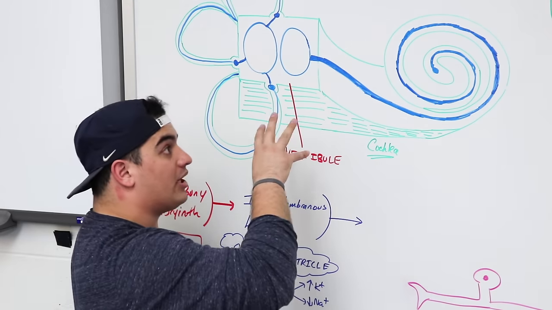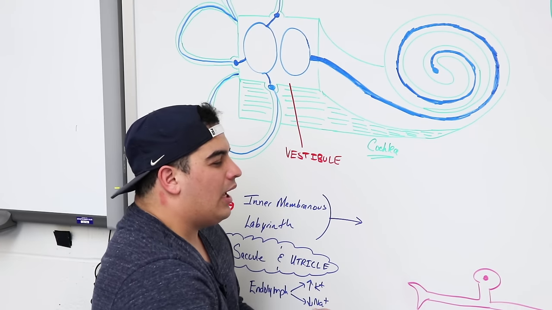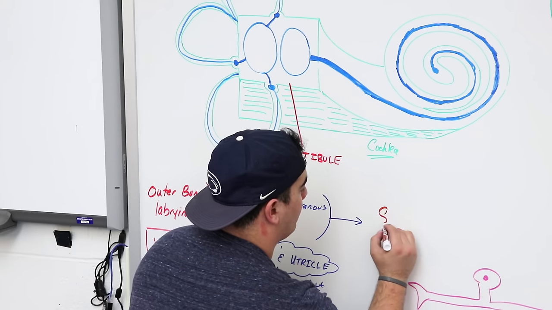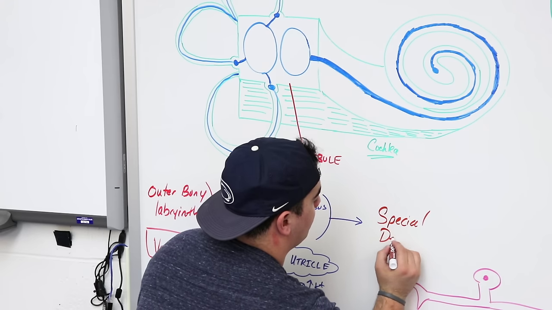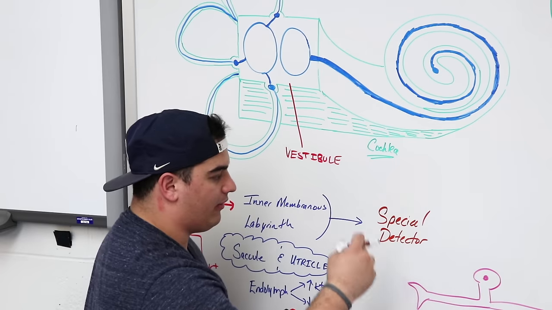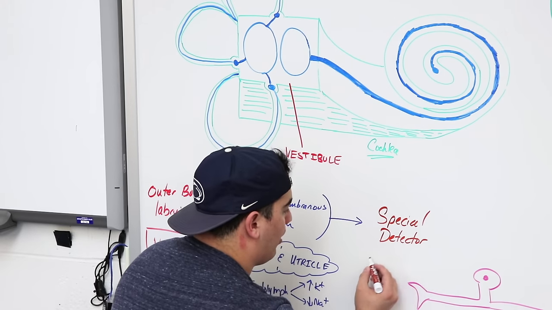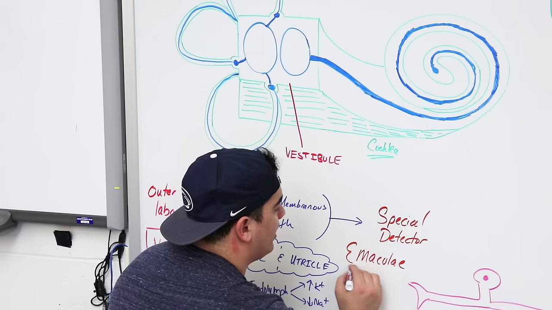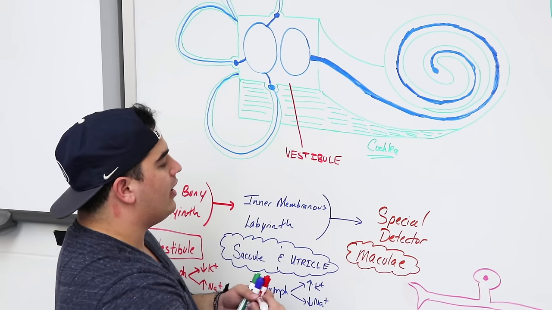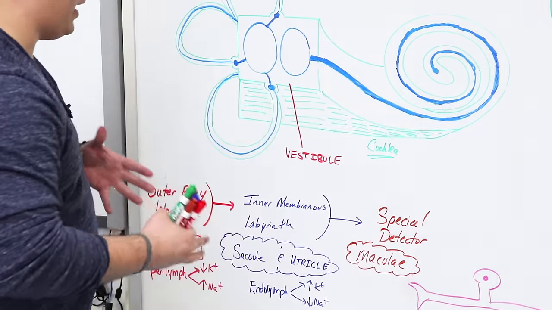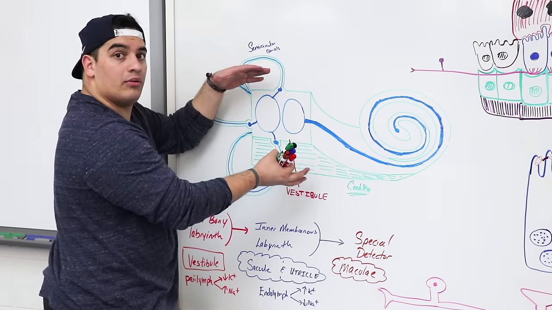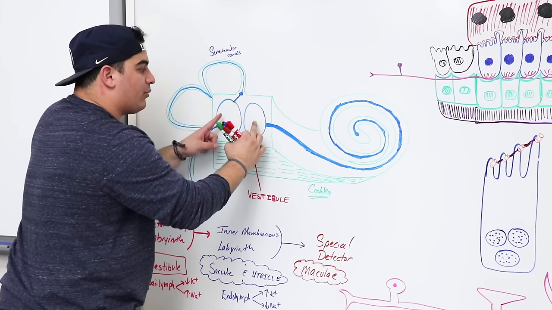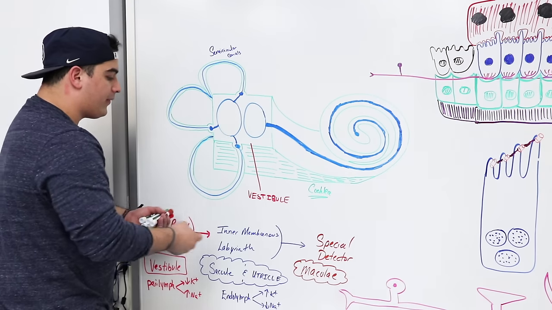Now, the inner membranous labyrinth contains another specialized structure, which we're going to be talking a lot about. It contains a special detector, or a sensory epithelium, if you will. This special detector is called the maculae. Just so we understand this basic concept, there's the outer bony part, which is the vestibule, made of perilymph. Inside of that, it contains the inner membranous labyrinth, which is filled with endolymph.